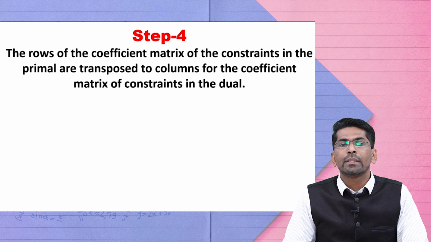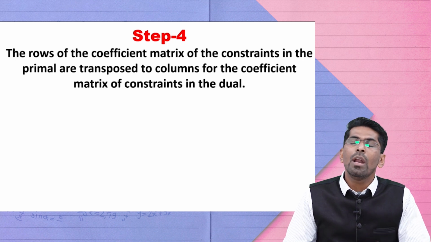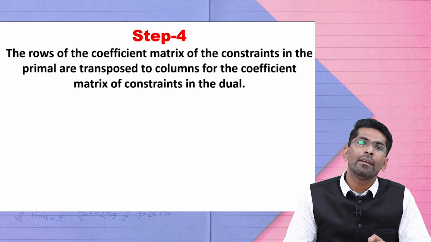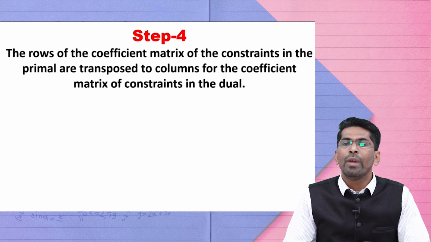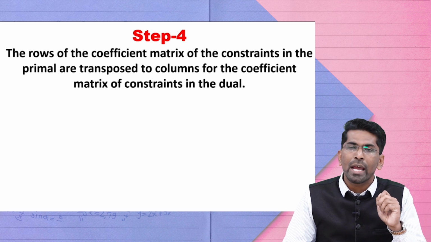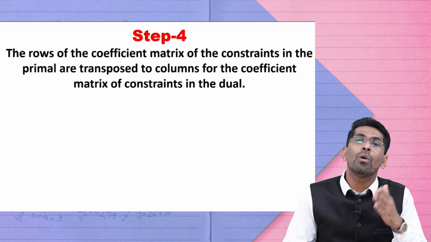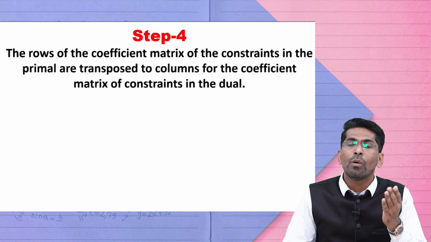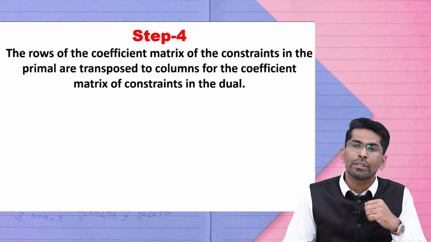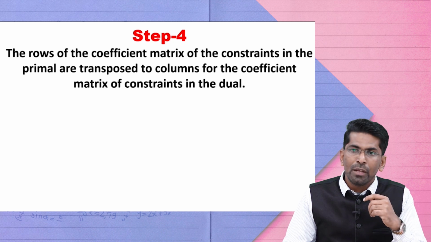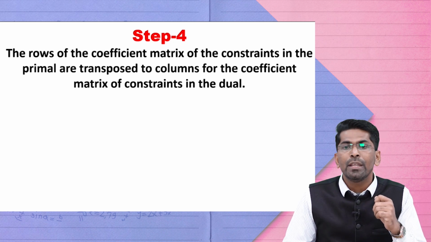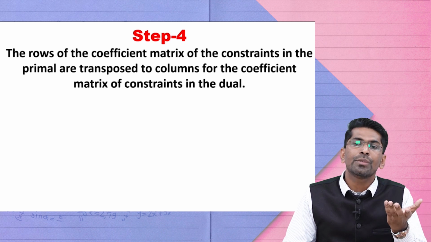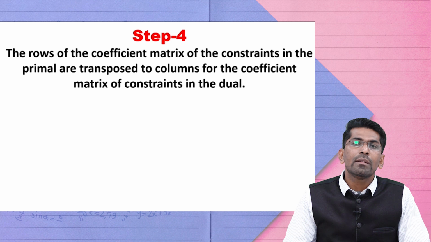Now the fourth step is, see, the rows of the coefficient matrix of the constraints in the primal are transposed to the columns of the coefficient matrix of the constraints in the dual. Which means that when we transpose the coefficients from the primal problem's constraints to form the coefficients of the dual problem's constraints, we are basically exchanging rows for columns and columns for rows. This is because the relationship between the primal and the dual variables is captured in the form of the constraints and the objective function. So we are going to conduct this particular step.